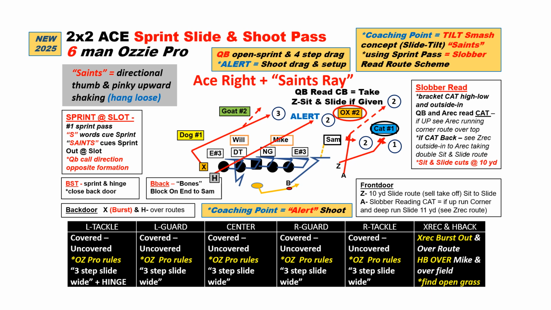For balance, we want to be able to attack now to the spread stack side, and we like to use our core sprint and shoot pass. Just running our Saints play here. Again, reading the corner, high and low, and outside in, with the ability to do an alert and set up and hit the X and the H on open grass on the over routes.